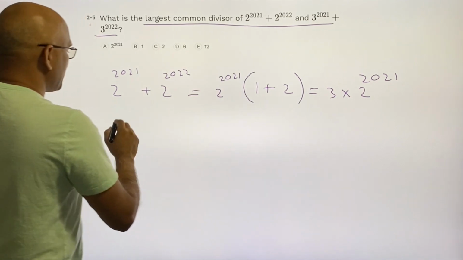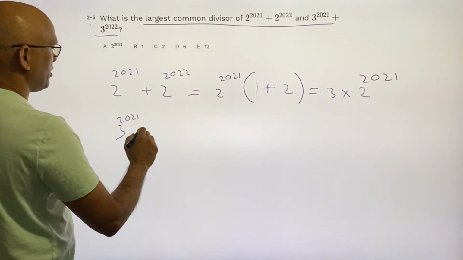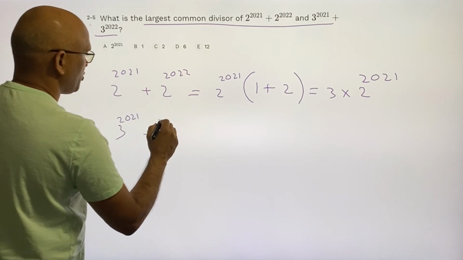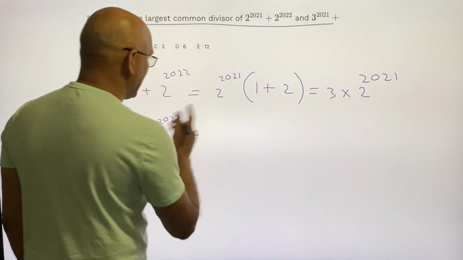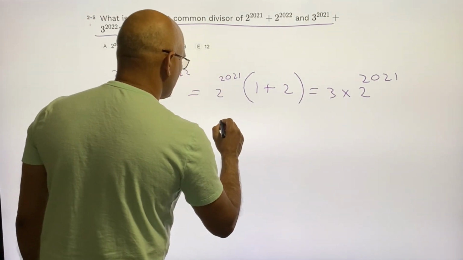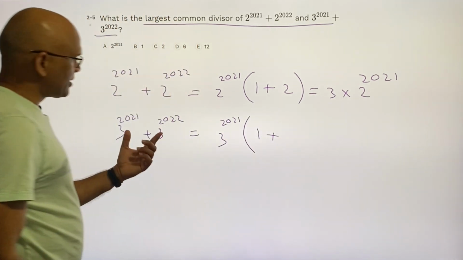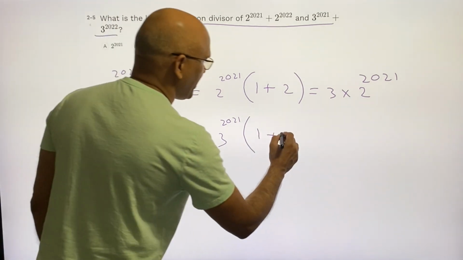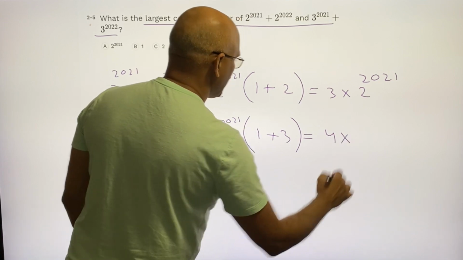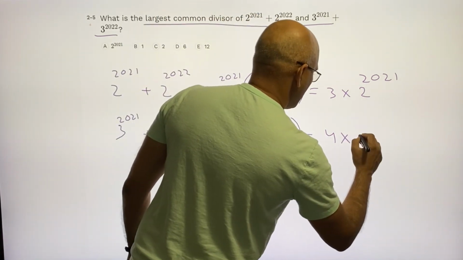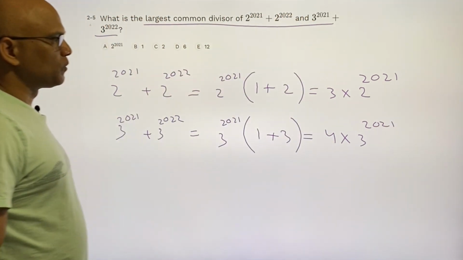And then let me try to write 3 to the power of 2021 plus 3 to the power of 2022 equal to, again I'll do the same thing, 3 to the power of 2021, I'll take that as common. So this is going to be 1 plus, there is 1 three that is remaining here. So this is going to be 4. 3 plus 1 is 4 times 3 to the power of 2021. All right.